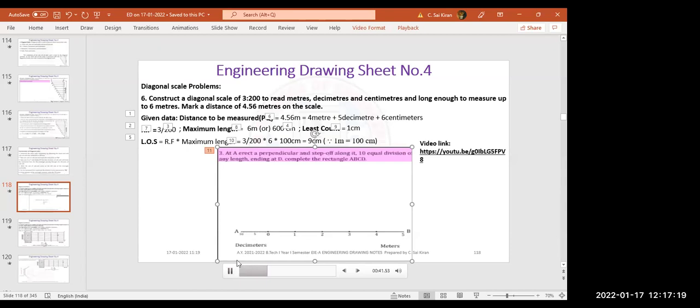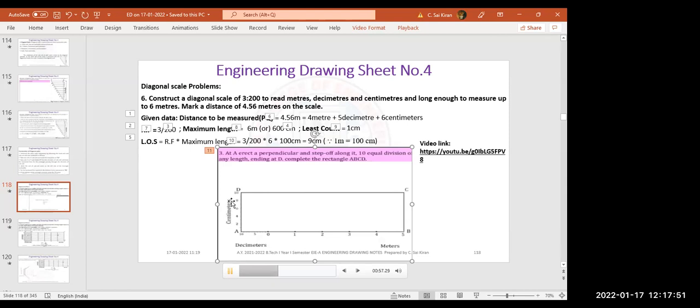Then from the perpendicular, draw the perpendicular, 10 equal divisions. So from here you have to draw a vertical line. Take this height as 50 mm so that you can divide 10 equal parts. Because decimeter, 1 decimeter equal to 10 centimeters. So I have to divide this vertical line into 10 equal parts. Divide AD into 10 equal parts. 0 to 10 you have to divide and join it, make it as a rectangle. Okay.